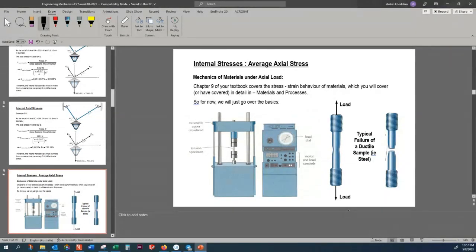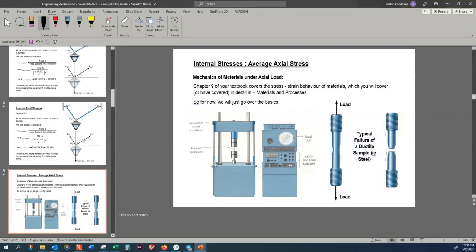So this sample, if you put that inside the machine, the machine can measure the amount of load which is applied here. By increasing the load, the machine would measure the elongation of the sample, or change in the geometry of the sample. In this case, you see that the middle of the sample becomes narrower. This is called necking. By simultaneous measurements of the force and displacement, you can plot a diagram.